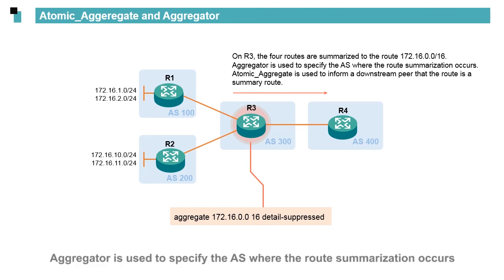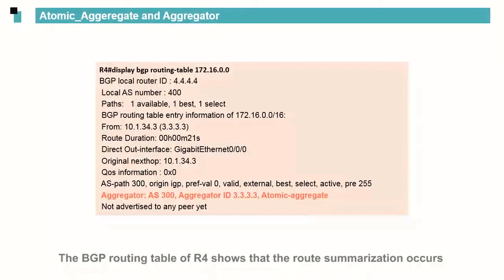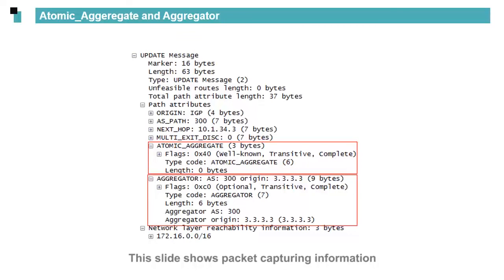Aggregator is used to specify the AS where the route summarization occurs. Atomic aggregate is used to inform a downstream peer that the route is a summary route. The BGP routing table of R4 shows that the route summarization occurs in AS300 and that the aggregator ID is the ID of R3. This slide shows packet capturing information. We can see the atomic aggregate and aggregator information. With this, we wrap this course up.